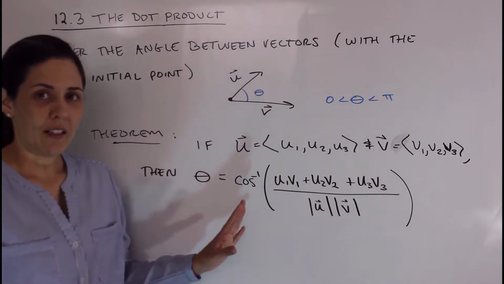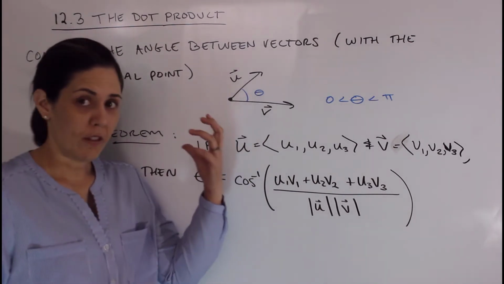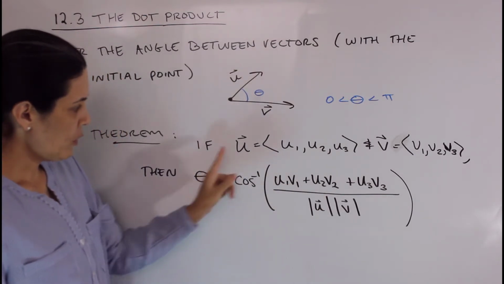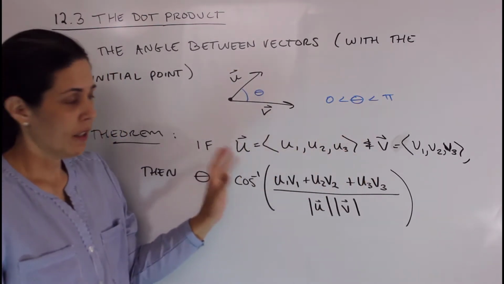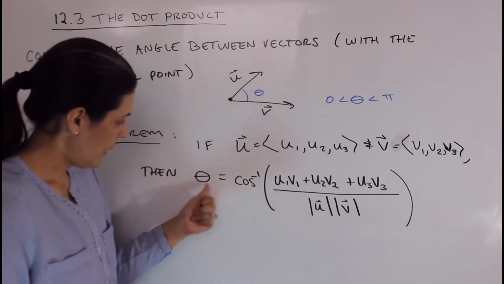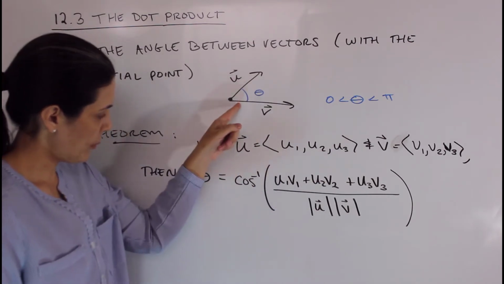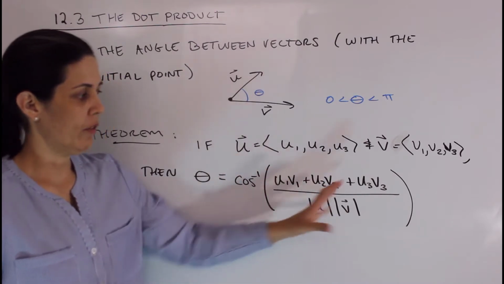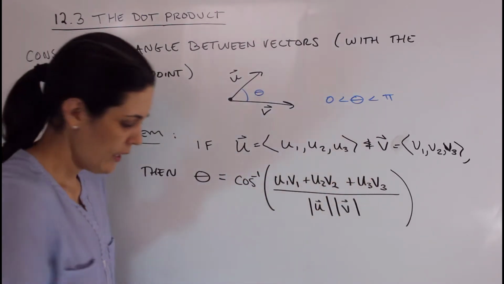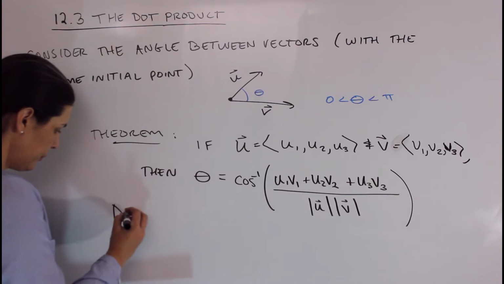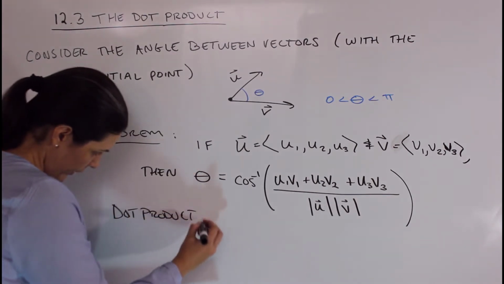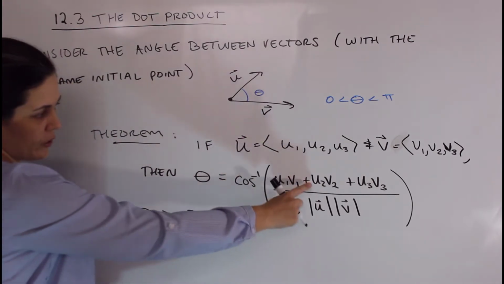It looks like a lot, and so the dot product is going to be a nicer way for us to write this numerator. So the angle between two vectors, that's what this is saying. Between these two vectors, the angle formed between them equals this quantity here, cosine inverse of this expression. Okay, so then the dot product is the following. It's just this numerator.